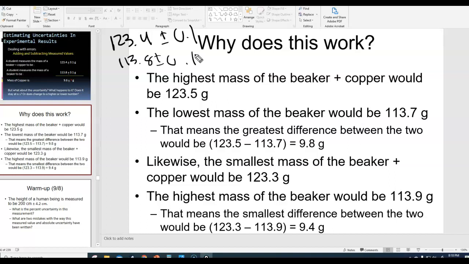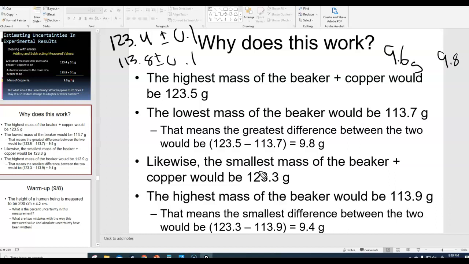Okay, and so the lowest possible value for that would be 113.7. The reason I'm looking at the highest top value and the lowest bottom value is because that would give me the greatest possible difference between those two measurements. If you were to subtract those two measurements, you would get 9.8 grams. In other words, we came up with 9.6 grams, but it could have been as high as 9.8.